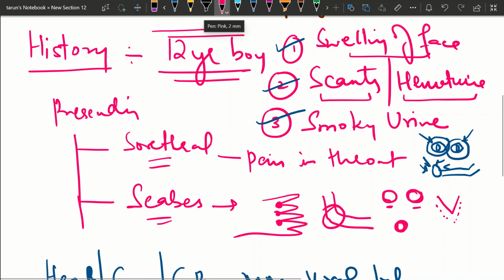And along with the periorbital puffiness, we can also see that the area between the upper eyelid and the lower eyelid becomes very narrowed because of the fluid. This is narrowing of the palpebral fissure. There will be narrowing of the palpebral fissure. So you have to note this.